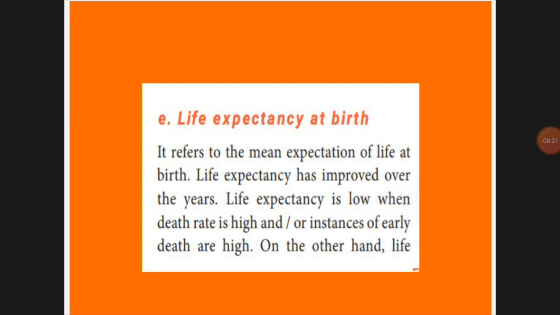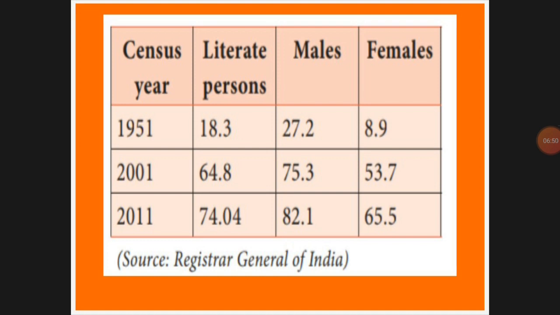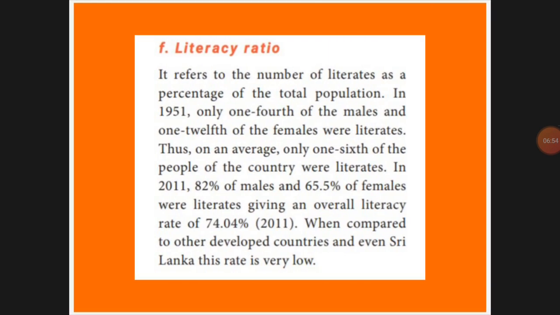Next, we'll go for the literacy ratio. Here in India, according to 1951, only 1/4 of males and 1/12 of females were literate. But in the 2011 census, 82% of males and 65.5% of females are literate. So we are growing. Overall, in India, 74.0% of people are educated, literate. Here you can see the tabular column of literacy ratio.